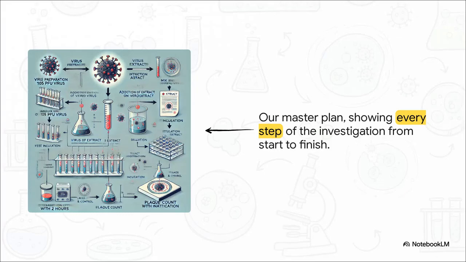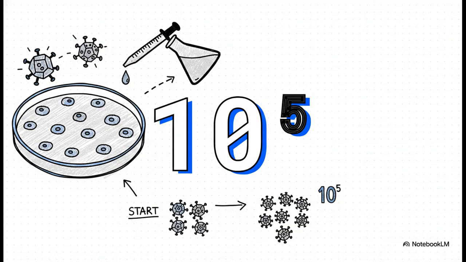And this right here, this is our master plan. This diagram lays out the entire process, A to Z. I know it might look a little complicated at first glance, but don't worry, we're going to break it down piece by piece. Now, any good investigation starts with knowns. You can't just be random. We start with a very specific amount of our virus, 10 to the 5th power, or 100,000 plaque-forming units.